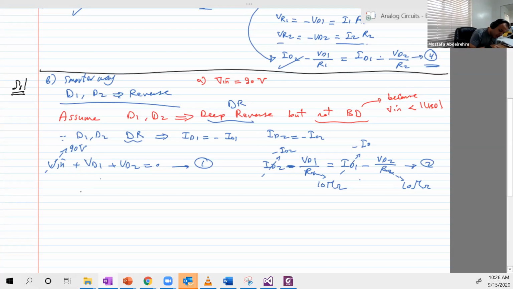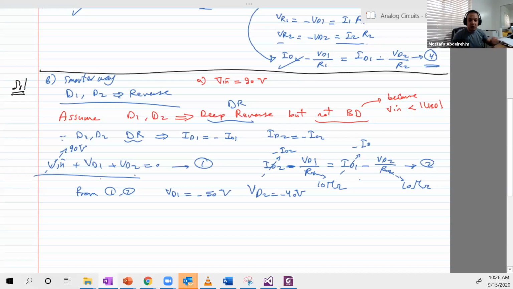And we found that from 1 and 2, if you solve them linearly, in very easy steps, you will find that VD1 equal to minus 50 volts, VD2 equal to minus 40 volts. And you can check that VD1 plus VD2 is actually equal to minus 90. So KVL is satisfied. This equation, V input, which is 90, minus 40 minus 50, equal to 0. So we are on the right track. Let's have another check.